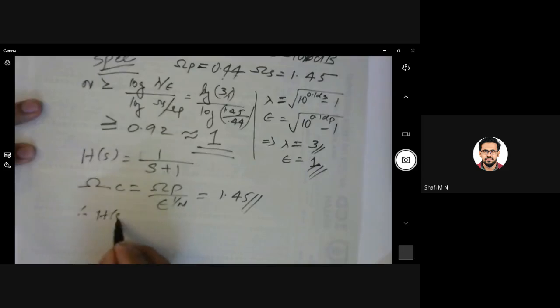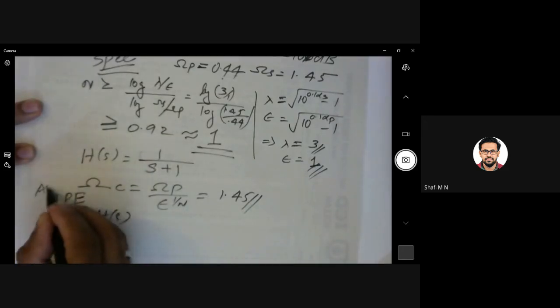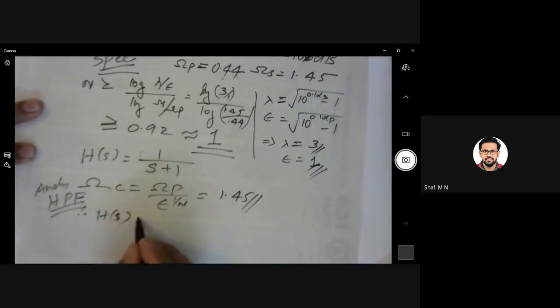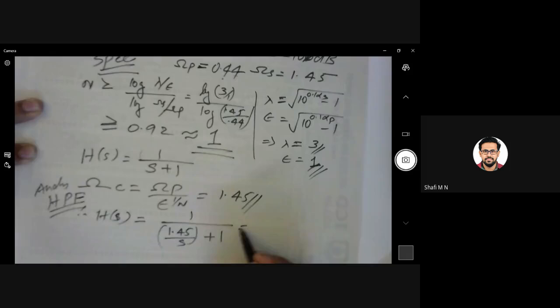Therefore, this is your high pass filter, it is analog. Your analog high pass filter transfer function h of s will be 1 divided by s plus 1, where s has to be replaced with omega C by s. So omega C is 1.45, divided by s plus 1. Then I will simplify that, and your answer will be s divided by s plus 1.45.